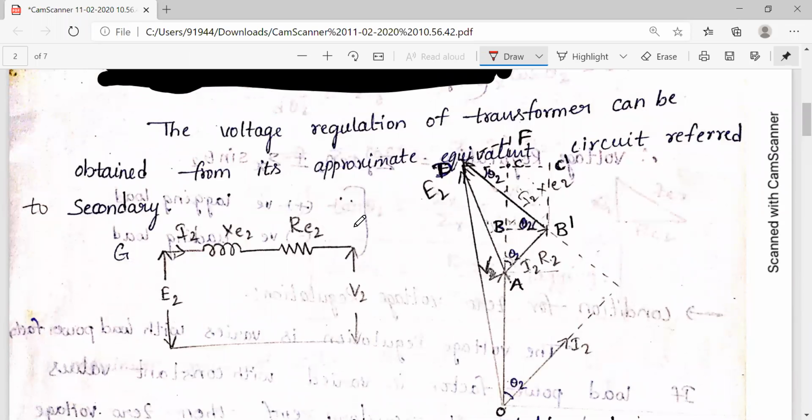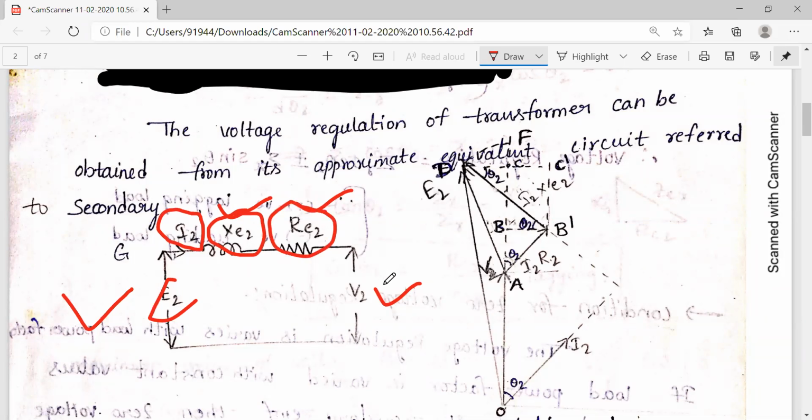So the voltage regulation of the transformer can be obtained from its approximate equivalent circuit referred to secondary. The approximate equivalent reactance, resistance, secondary induced EMF voltage, terminal voltage. So this is the approximate equivalent circuit, with secondary current I2. Here we neglect the shunt branch. Total reactance, total resistance, and secondary voltage. First of all, we draw the equation for this approximate equivalent circuit.